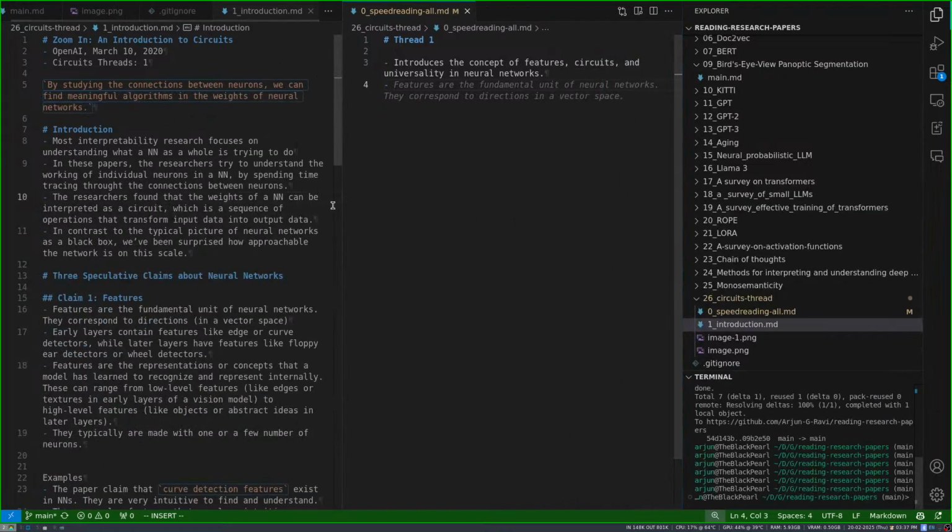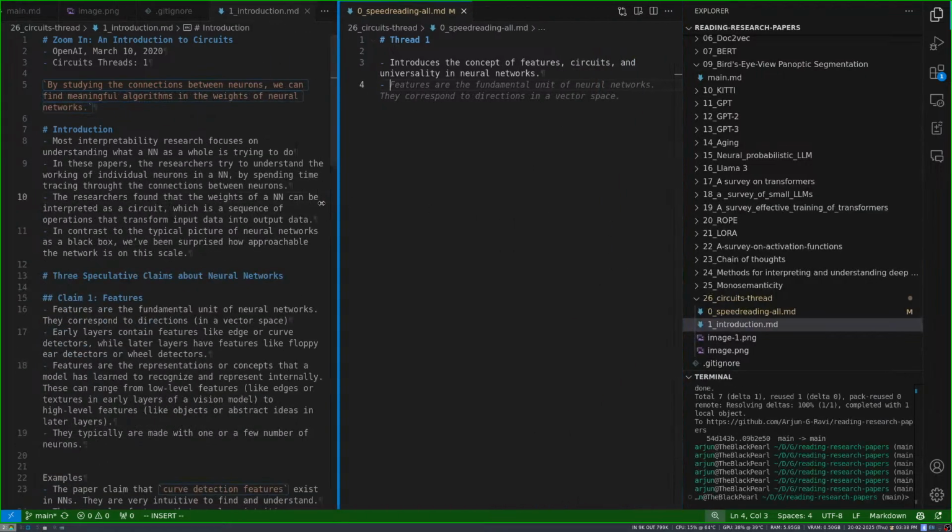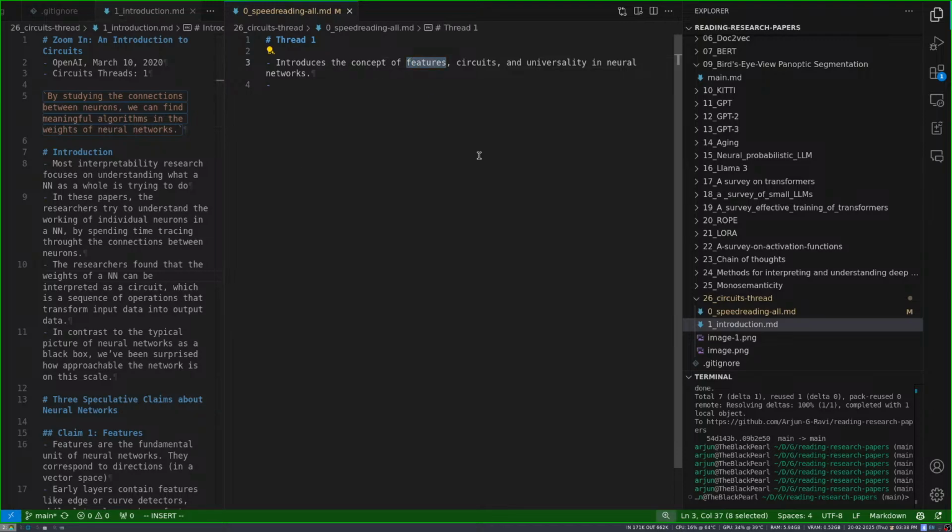So what did the first paper talk about? The first paper described features. So what is a feature? It can be described as a direction in a vector space, right? It is like a couple of neurons which, when combined together, do some very simple tasks such as curve detection, straight line detection, edge detection, things like that.